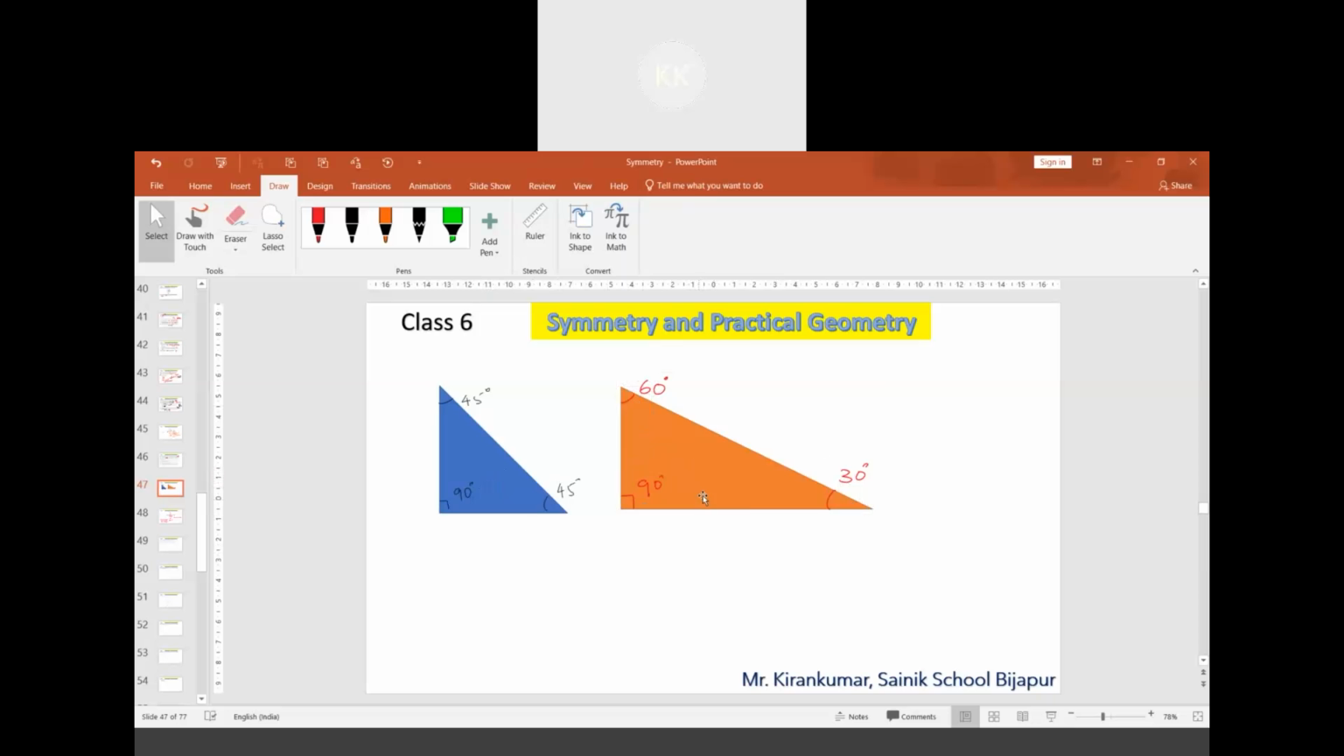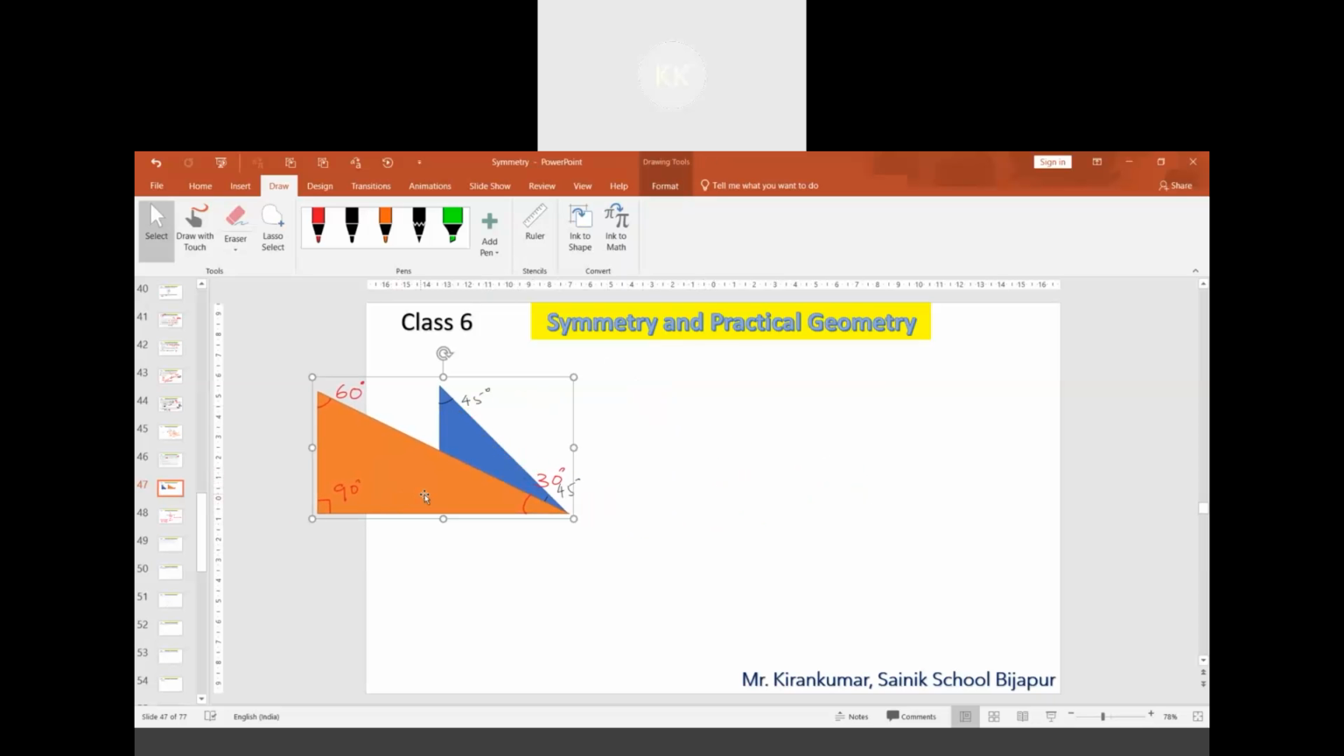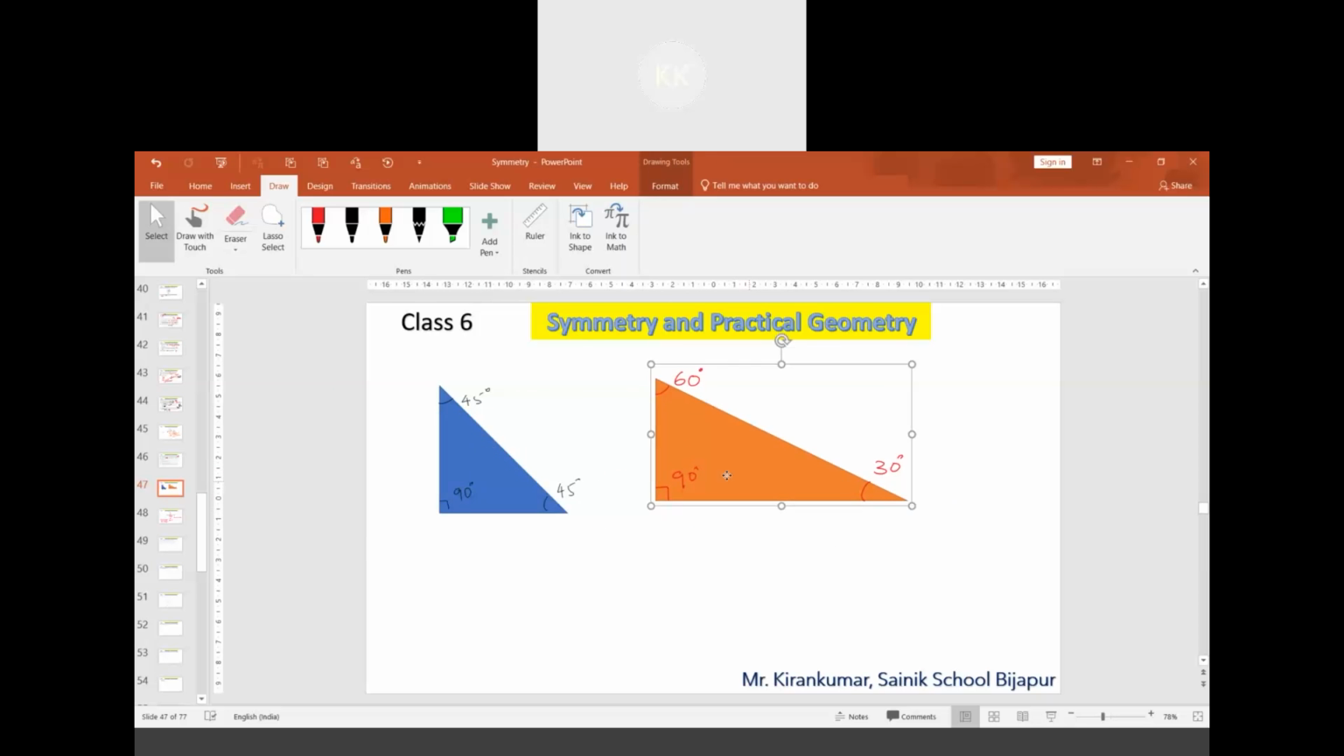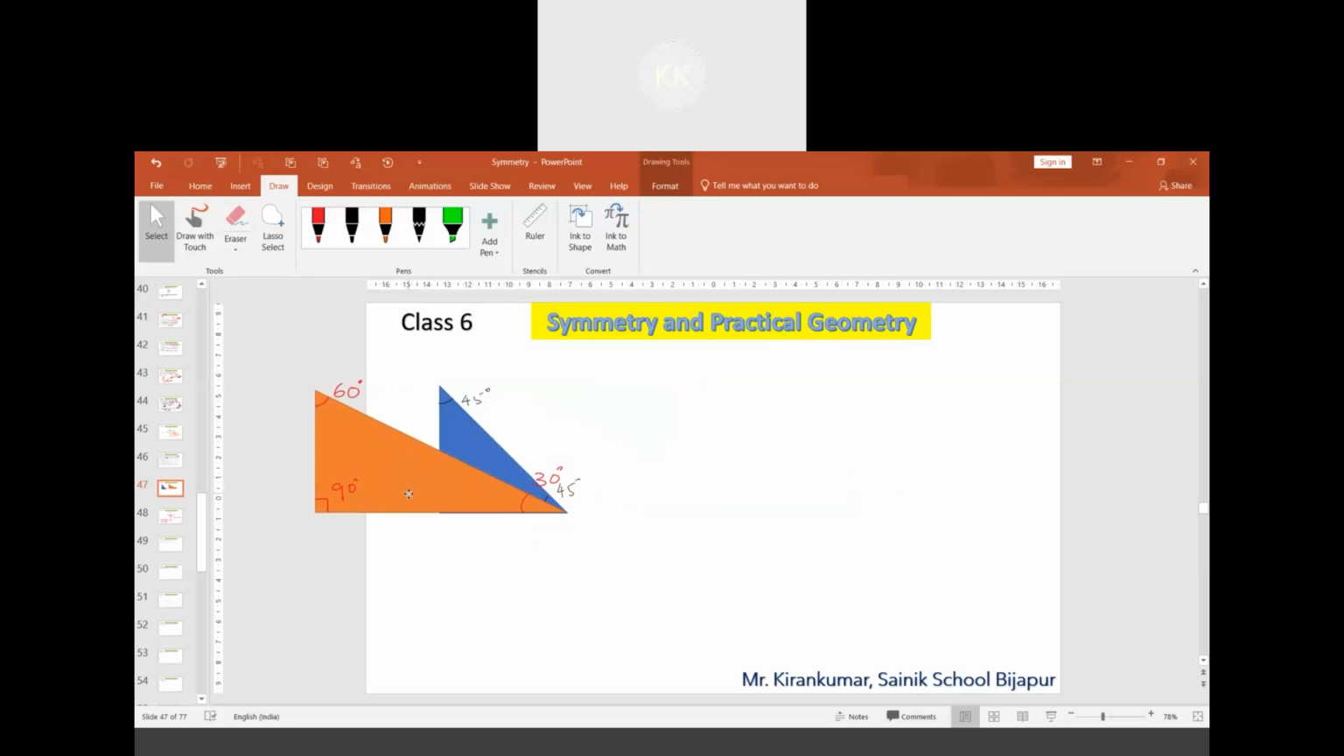What if I bring this set square with 30 degree and place it over here? What will be the difference of this angle? Let me mention this. Sir, 15 degree. So this will be 45 degree minus 30 degree, which is 15 degree.